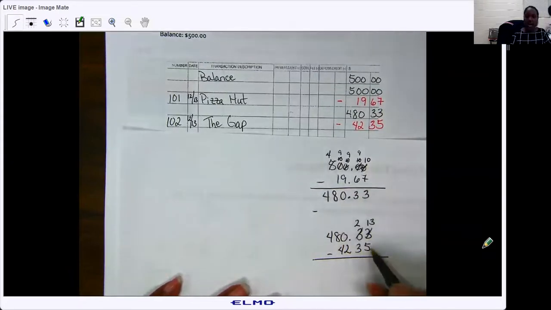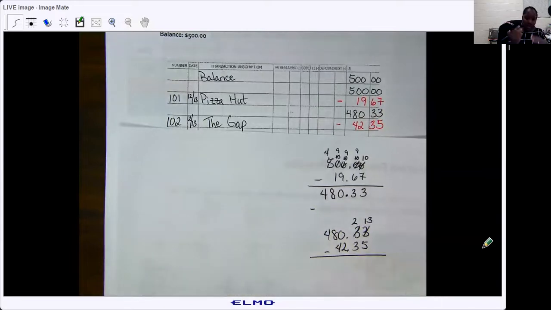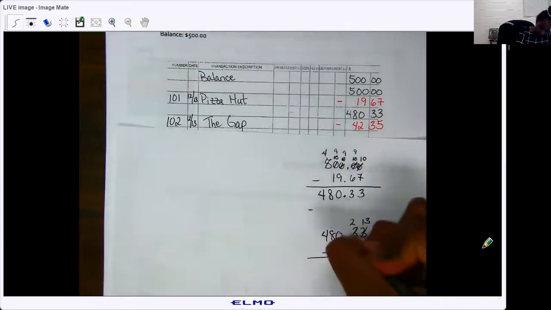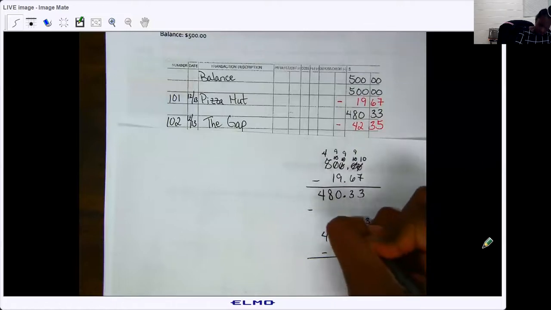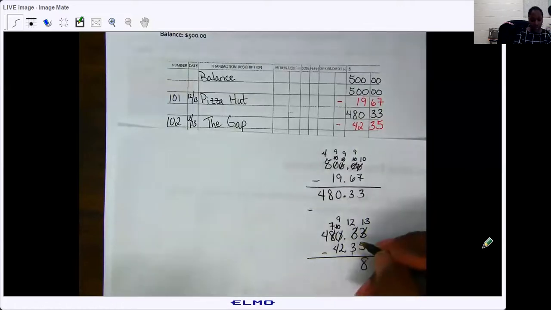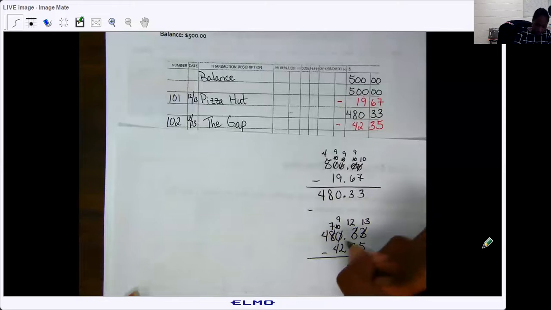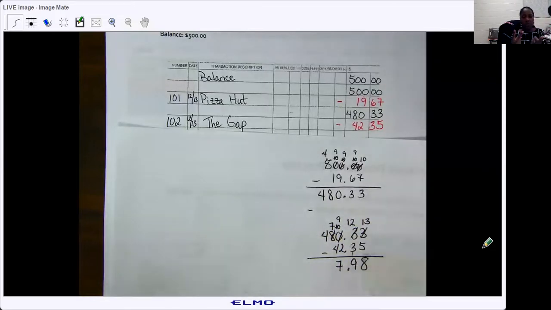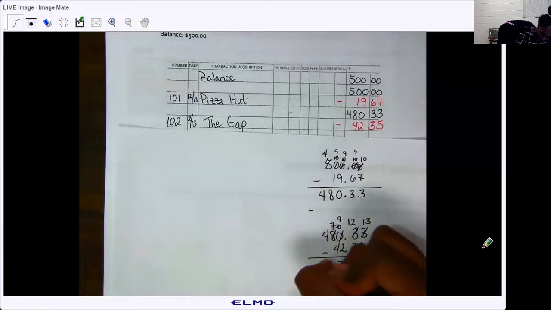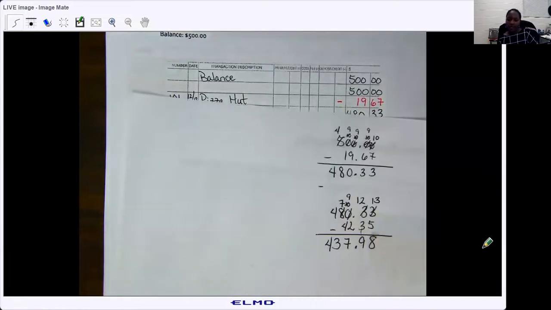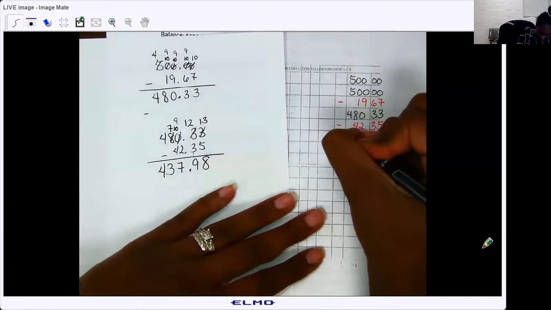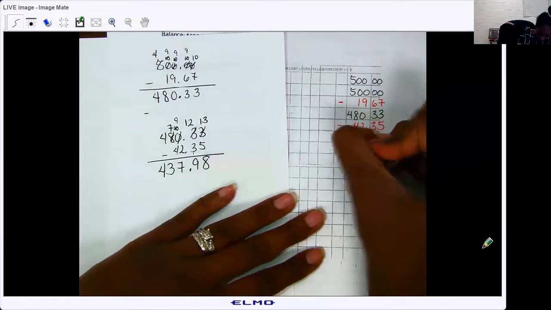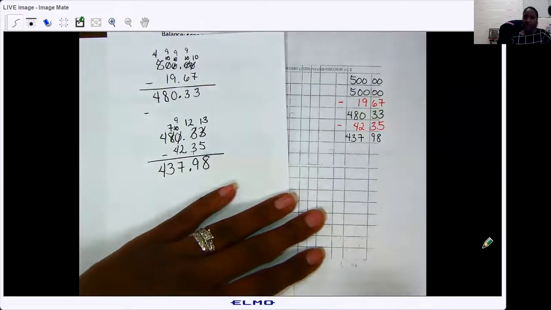5 from 13, 5, 6, 7, 8, 9, 10, 11, 12, 13. There's 8. I don't have enough. I need to borrow. Okay, 3 from 12, 9, 10, 11, 12, 7, 8, 9, 7 from 4 is 3. Okay, so now we have $437.98 as our new balance. $437.98 is our new balance.